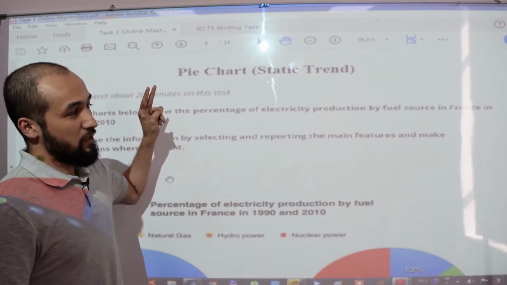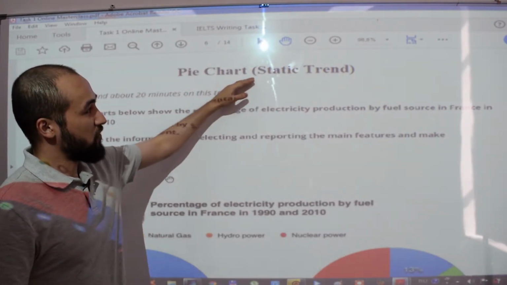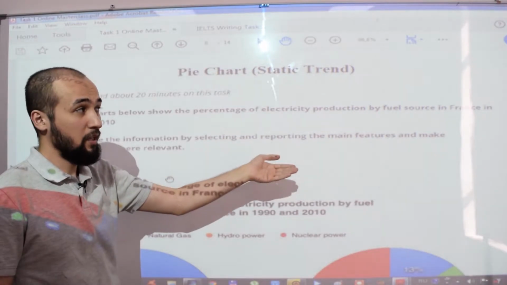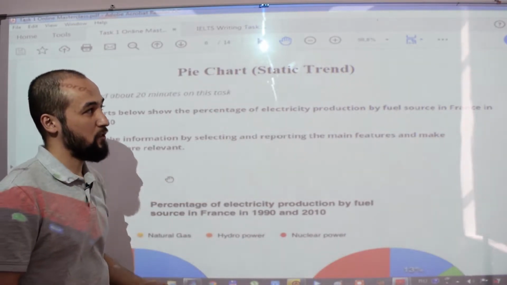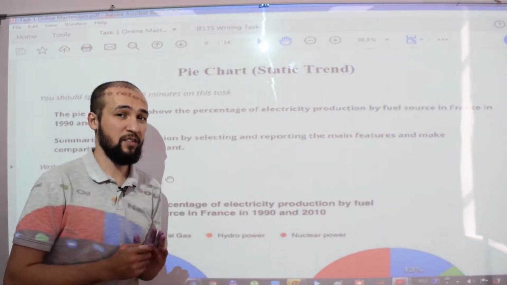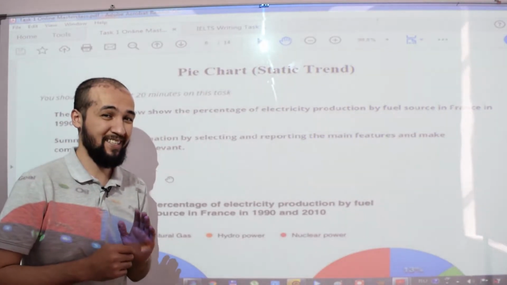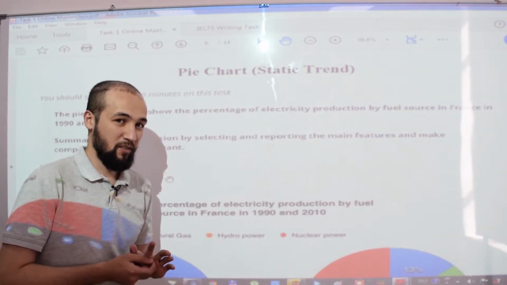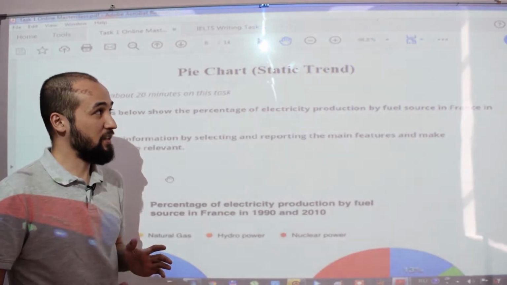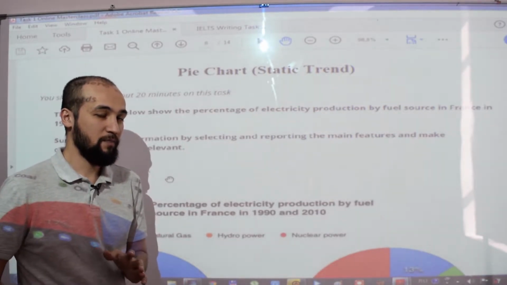There are only two pie charts, not three. One is static trend, the other is comparison. There is no dynamic trend pie chart. You might see some dynamic trends, but you can still approach it as a static trend, because I rarely saw a pie chart that's a dynamic trend.